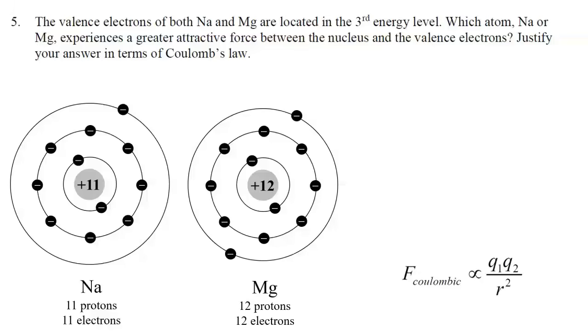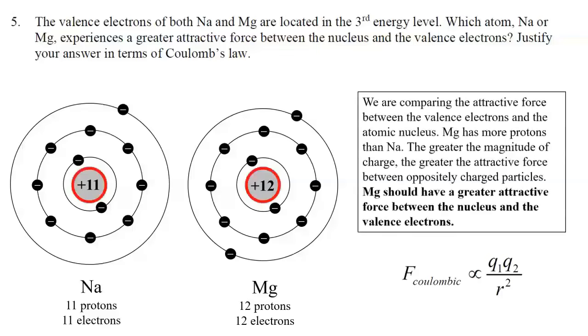The valence electrons of both sodium and magnesium are located in the third energy level. So in terms of distance, the electrons are approximately the same distance away from the nucleus if they're both in the same energy level. But what about the nucleus? Well, one of them has 11 protons, the other has 12 protons.